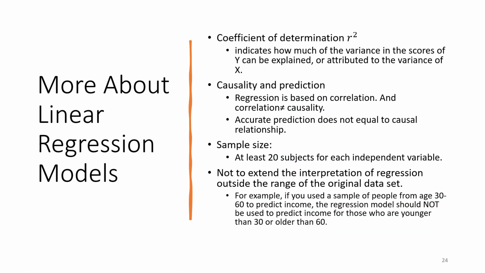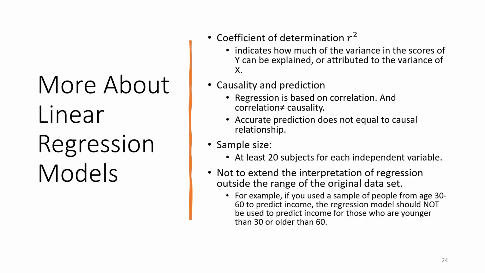The last part of the video covers a few miscellaneous topics. First, we touched on the concept of coefficient of determination, R squared, in the discussion of correlation. It's a concept more appropriate for regression because it indicates how much of the variance in the scores of y can be explained or attributed to the variance of x.